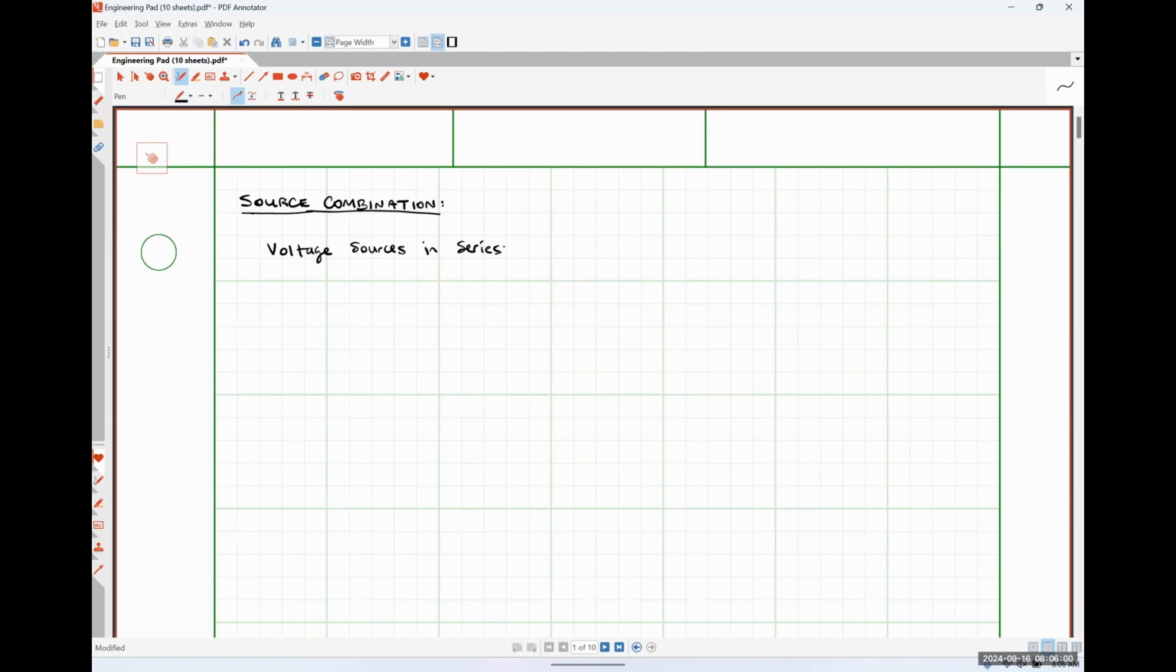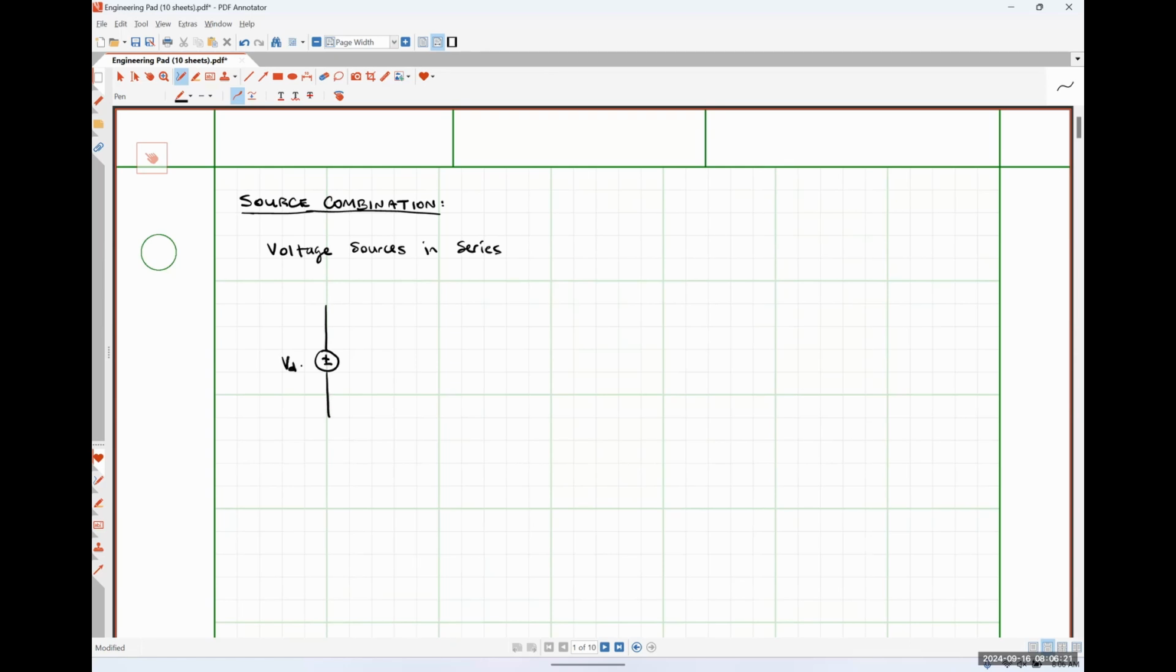Yeah, changing the batteries in a remote control, if the remote control requires more than a single battery, is literally an example of combining voltage sources in series. Okay, so generically speaking, we might have a system like so.